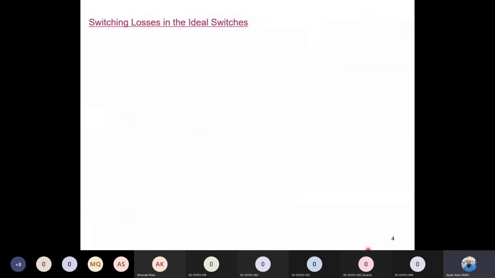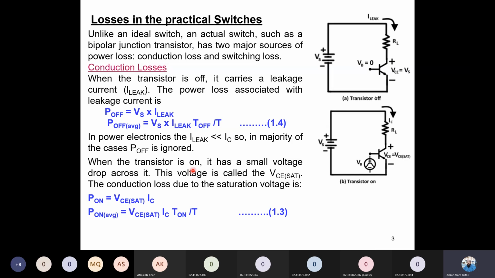Now it's time, as I discussed, there are two kinds of losses across the practical switches. Number one is the conduction losses, as we did this one, and number two is the switching losses. And this is really very important for the DC-DC converter.